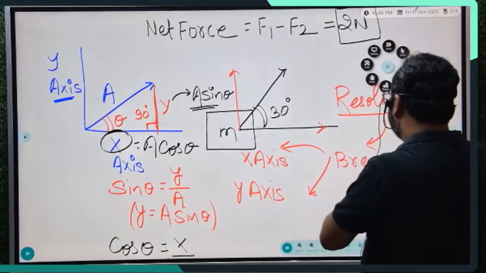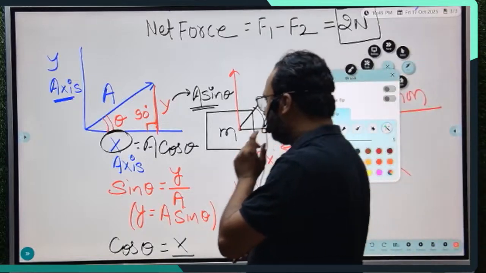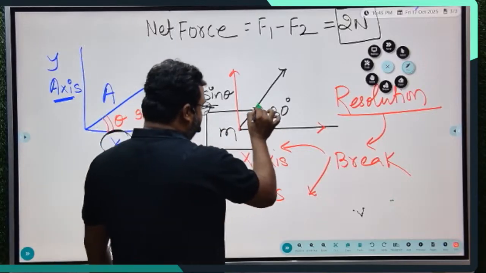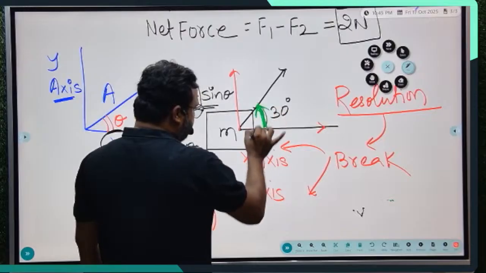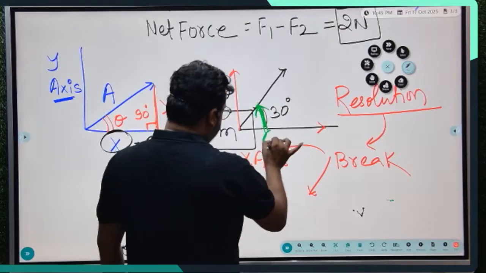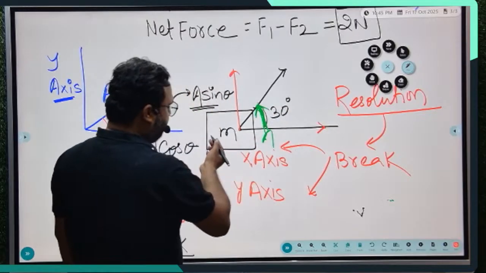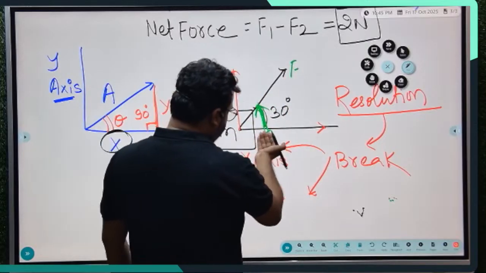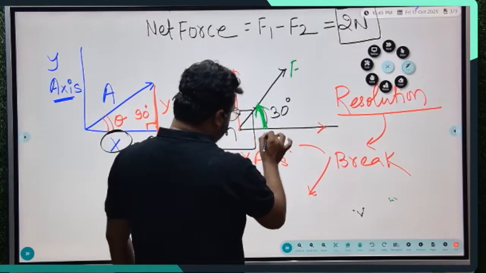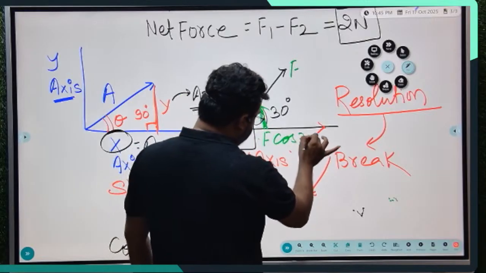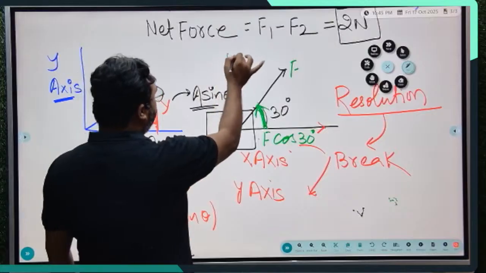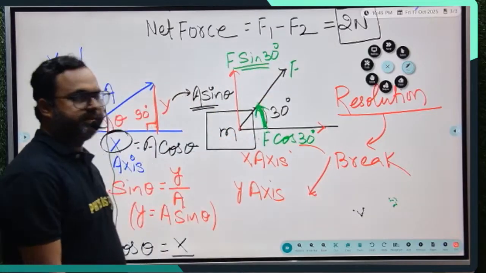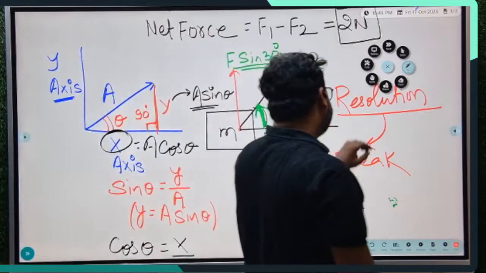If you observe this component, the angle is always measured anti-clockwise, so this component will be cos theta. If I take the force as f, it will be f cos 30 degree, and the perpendicular component will be f sin 30 degree. This is the component.